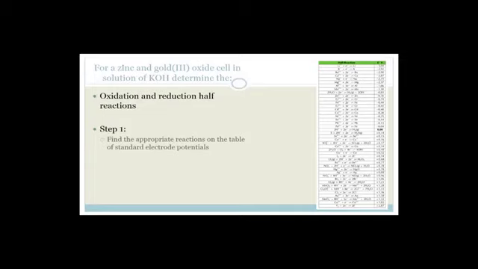Okay, so what do we want? We want zinc, because they gave us zinc, and we need gold 3 oxides, so we need gold, and gold's formula is Au. So we go down, we find zinc over here. And if we keep going down, we find Au3+ over there.